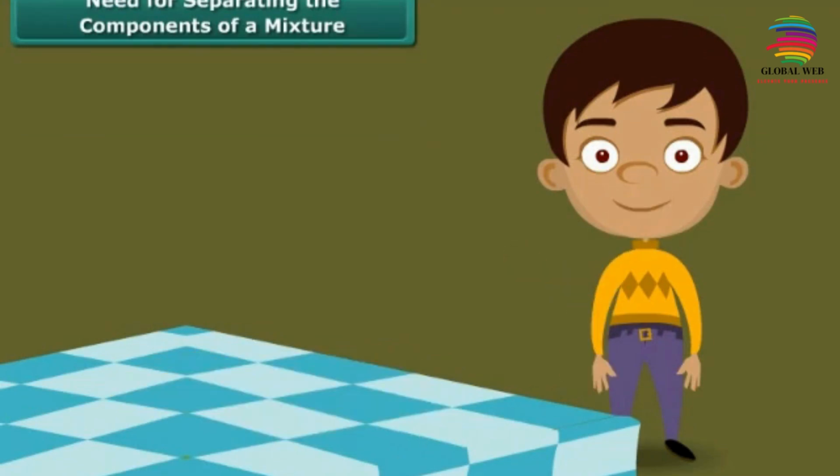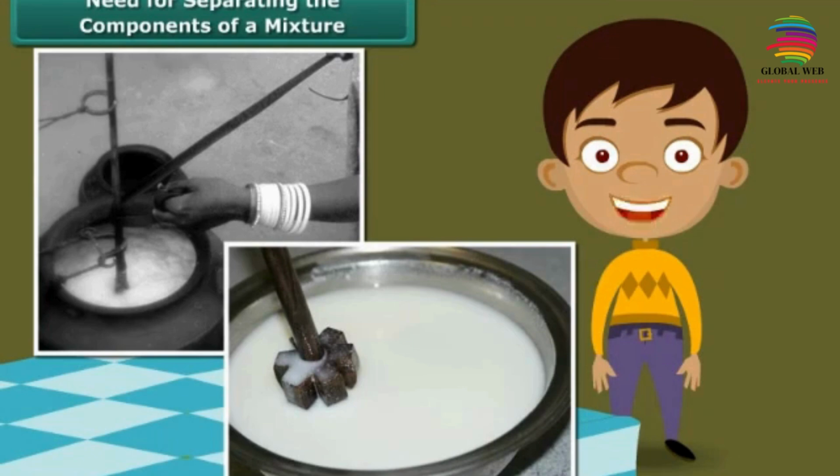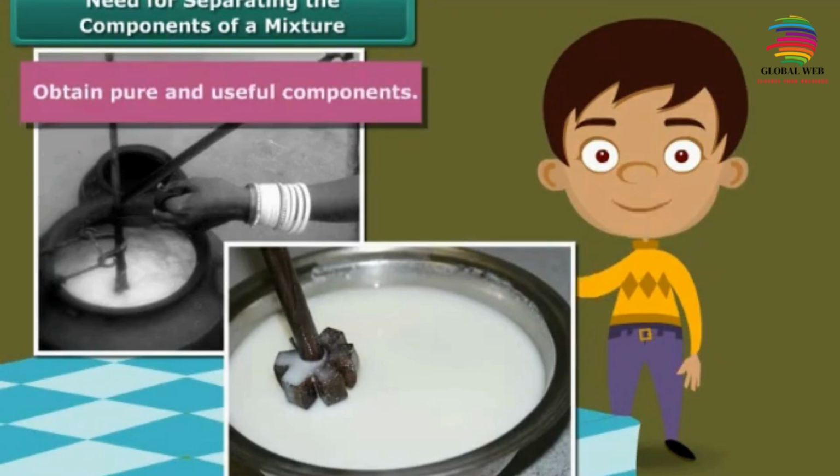When we churn milk, curd, we get two different but extremely useful products, butter and buttermilk. Thus, the third reason for separating the components of a mixture is to obtain pure and useful components.